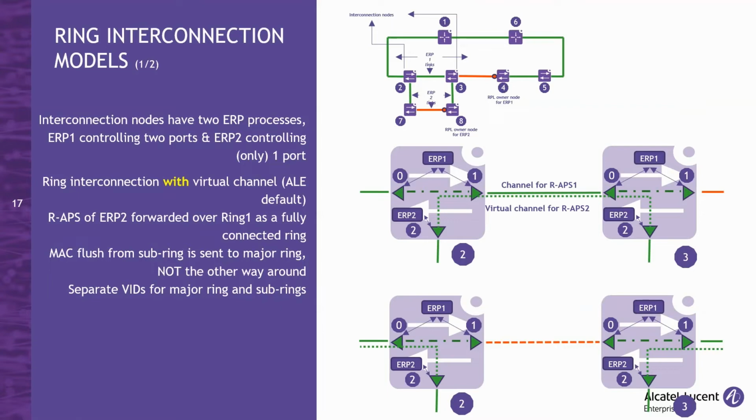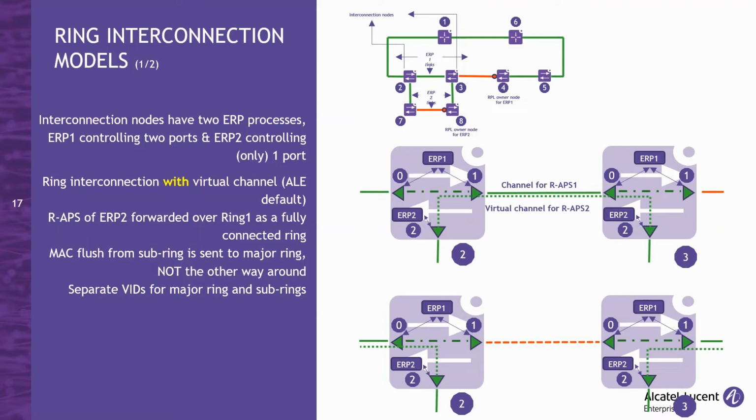Also, each ERP port can be controlled by a single ERP process. So in case of node 2, ports 0 and 1 are controlled by ERP1, and port 2 is controlled by ERP2 process. There are two modes of ring interconnections, with and without virtual channel. In case when virtual channel is used, control channels of subring ERP, in this case ERP2, is forwarding over ring 1 as a fully connected ring.